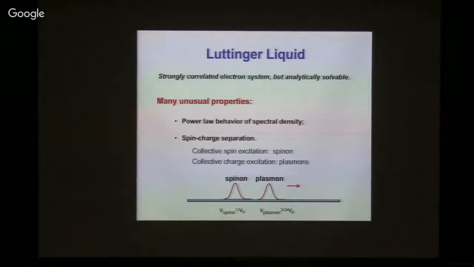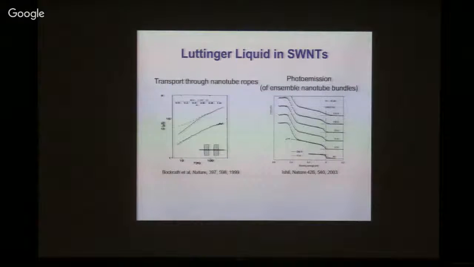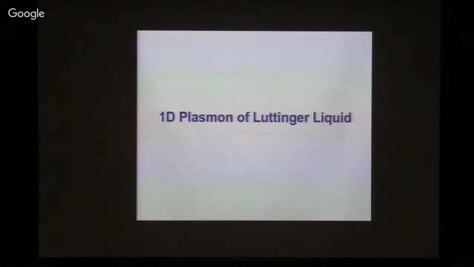Luttinger liquid physics in nanotubes is something people have tried to study even a long time ago. I'm going a little bit slow, so I will skip a few of these and just focus on our case, where we try to study the separation of the spinon mode and the plasmon mode, in particular determining the velocity of the plasmon excitation.